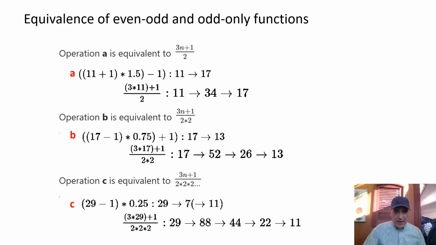In operation B, we have 2 divisions by 2. And again, my version is just a direct odd sequence, 17 to 13, whereas 2 even numbers have been inserted in the even-odd version. And the third one, C, is a little bit different because you can have 3 divisions by 2 in the even-odd version, or you can even have more than that. In fact, you can have many more than that if it's a large power of 2, because they end in 1.